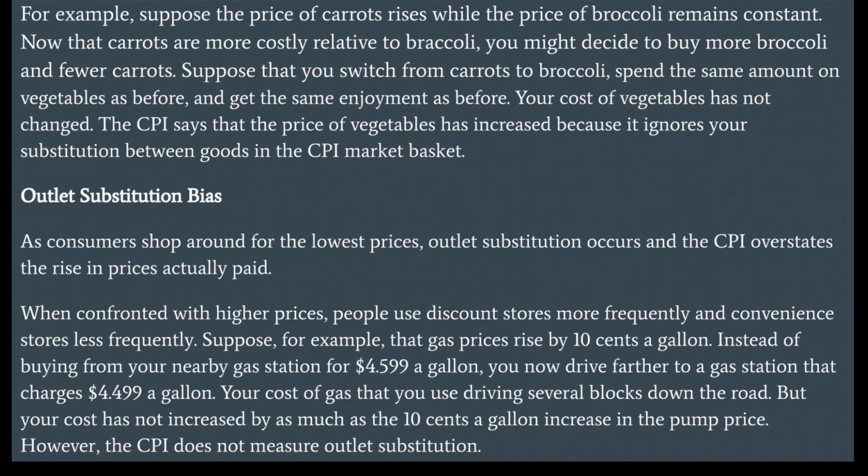Suppose, for example, that gas prices rise by 10 cents a gallon. Instead of buying from your nearby gas station for $4.599 a gallon, you now drive further to a gas station that charges $4.499 a gallon. Your cost of gas includes the gas you use driving several blocks down the road, but your cost has not increased by as much as a 10 cents a gallon increase in the pump price. However, the CPI does not measure outlet substitution.